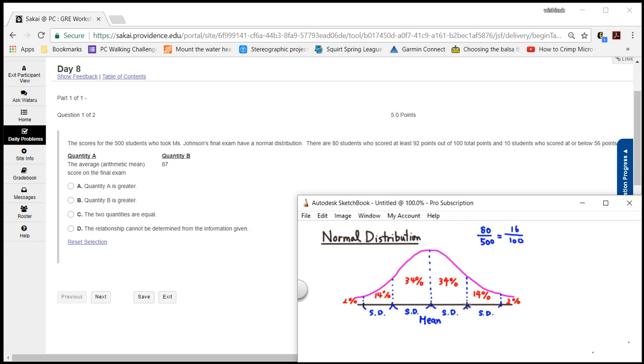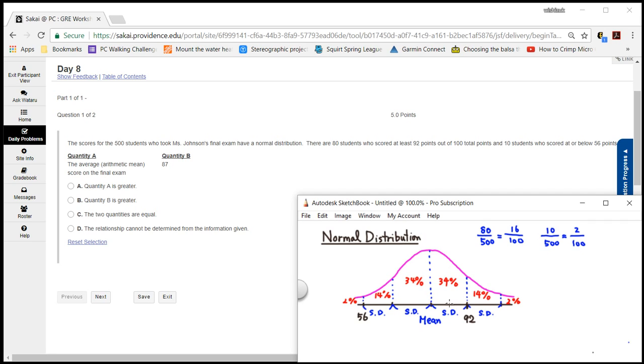So the score at this point is 92 points, right? And 10 students, so let's look at the percentage there. 10 students out of 500. Divide top and bottom by 5, so you have 100. So that's 2%. So 2% is here, is going to get 56 points or below. So you can see that this is 56 points there, right?